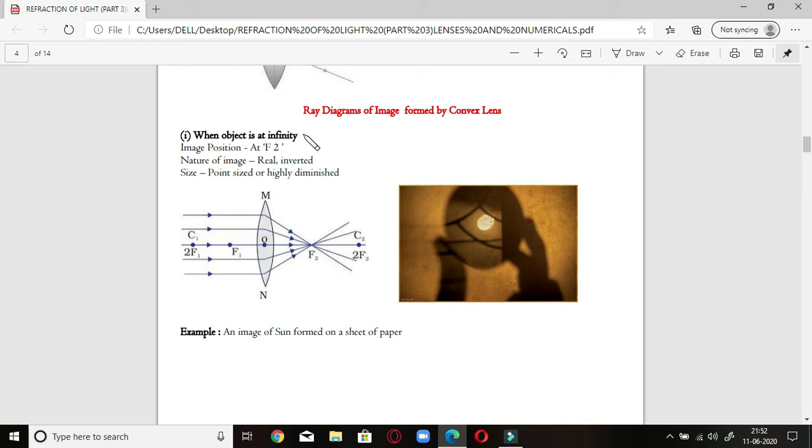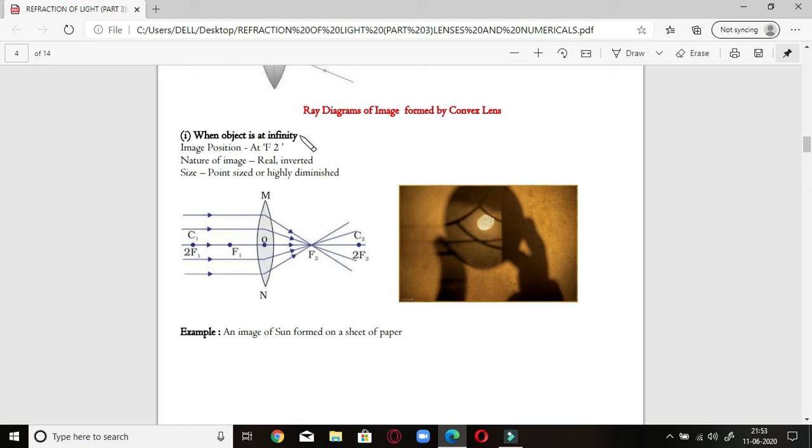Now when the ray of light is coming, first you know that we have various points, as we have already discussed. First is that the ray of light is coming from infinity, second is beyond 2f, third position will be 2f1, fourth will be between f1 and 2f1, fifth will be at f1, and sixth is when we place the object between O and f1. These are the 6 positions we will use for the converging lens, that is the convex lens.